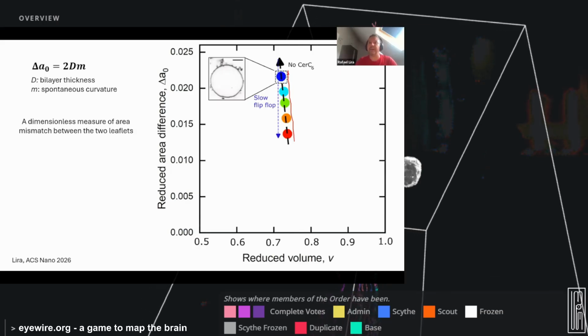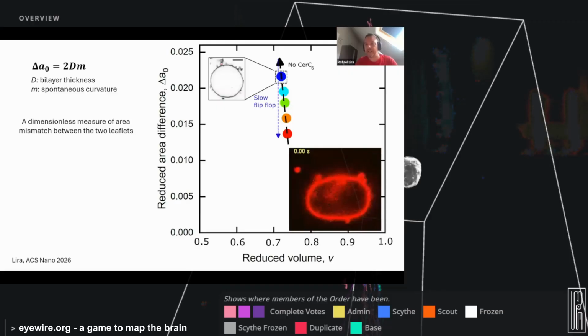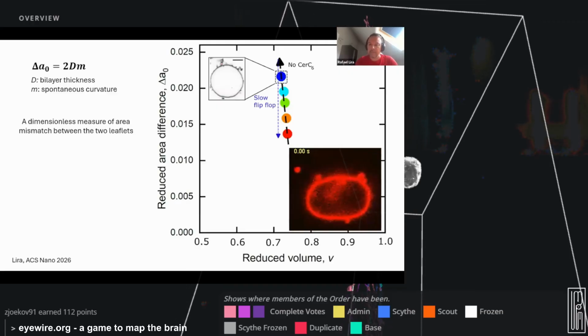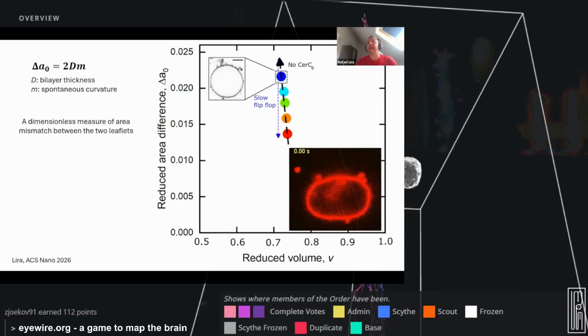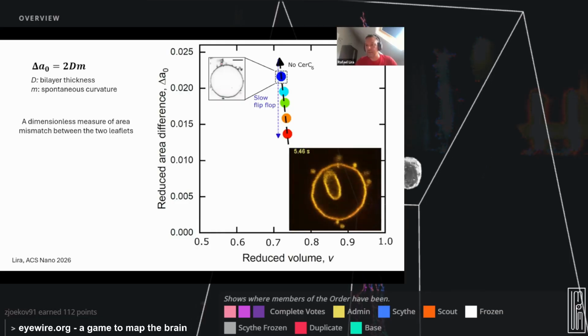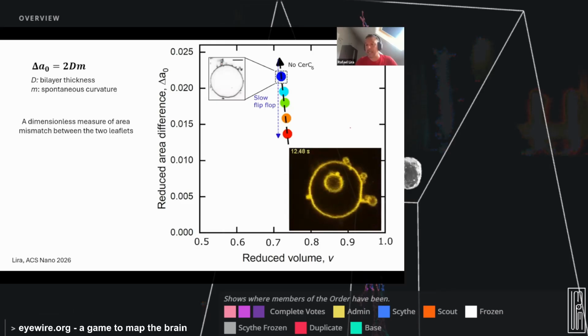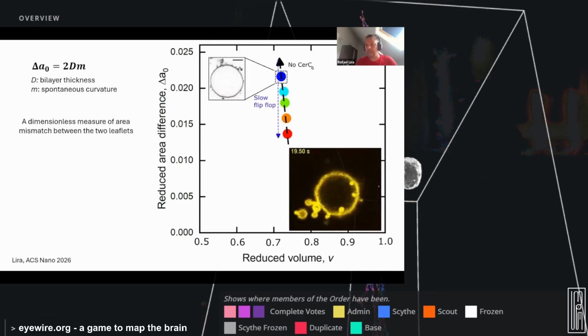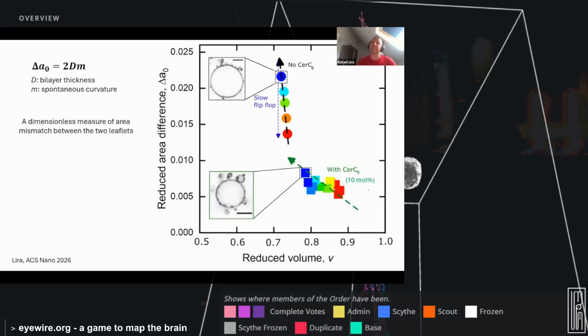And if we are to divide this GUV, for example, using photoactivation, I'm skipping the methods on how this is done. Division results in a large GUV shedding many small buds. So it's a highly asymmetric process.